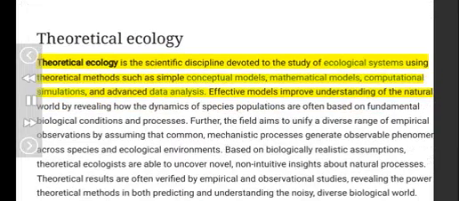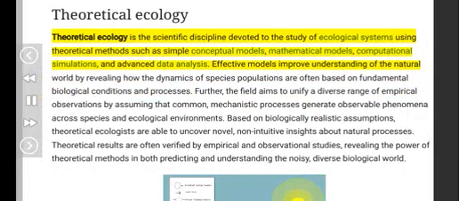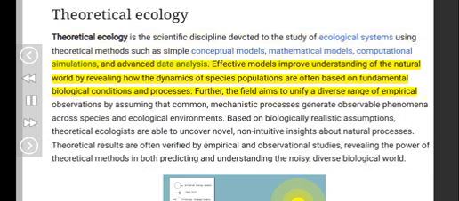Theoretical ecology. Theoretical ecology is the scientific discipline devoted to the study of ecological systems using theoretical methods such as simple conceptual models, mathematical models, computational simulations, and advanced data analysis. Effective models improve understanding of the natural world by revealing how the dynamics of species populations are often based on fundamental biological conditions and processes.